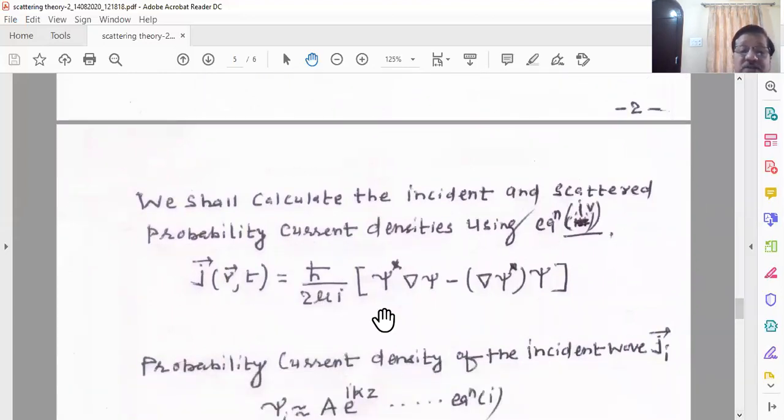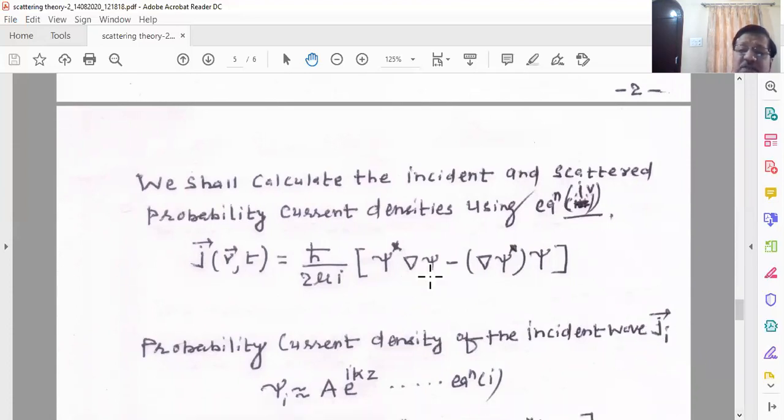So now, using this formula of the probability current density, let us find out the probability current density of the incident wave. So this I write as J_i. What is our wave function for the incident wave? We have already written A e to the power of ikz. Why z? Because your wave is propagating along the z direction. Why e to the power of ikz? Because it is a plane wave. So you have a plane wave propagating along the z direction with a finite, definite momentum, which is directed towards the target, towards the scatterer.